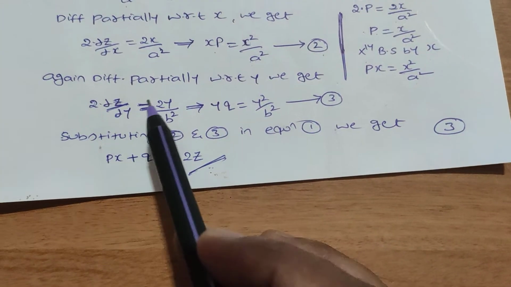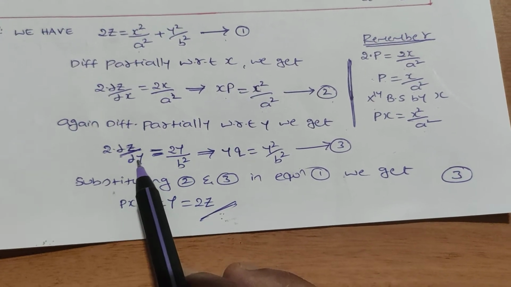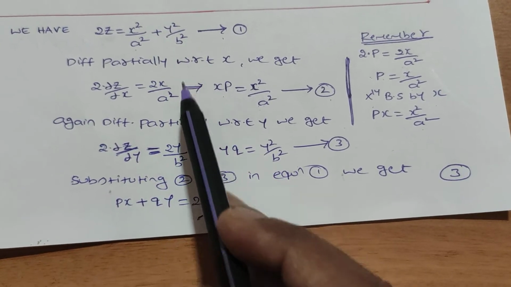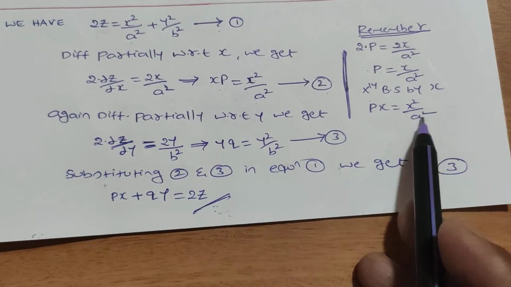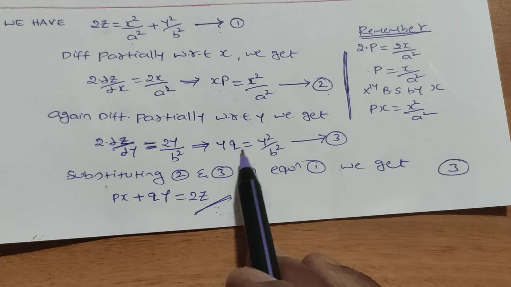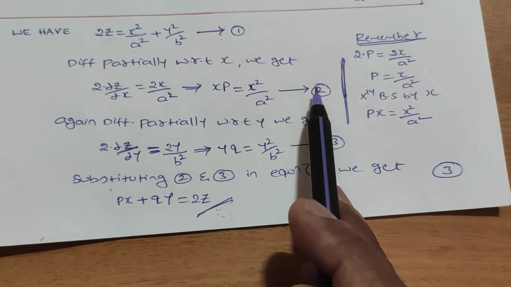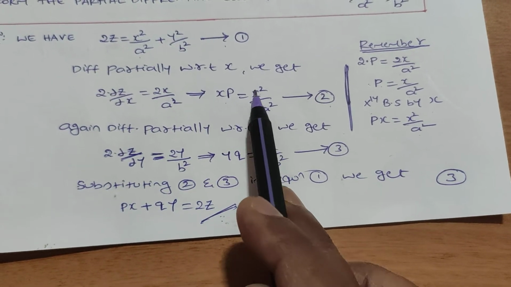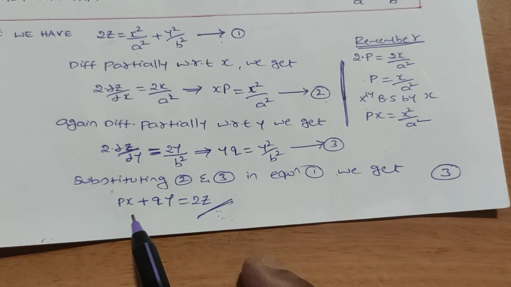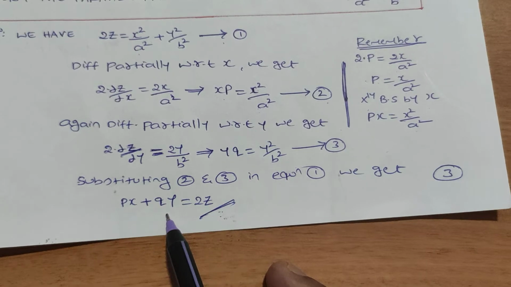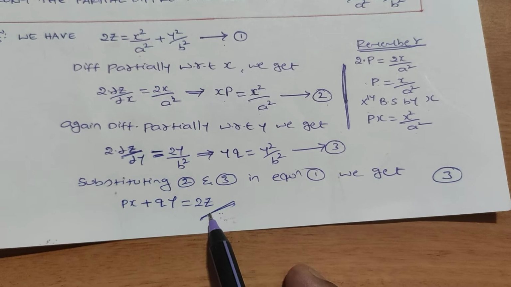Similarly, partially differentiating with respect to y, we get 2 ∂z/∂y = 2y/b². Here also we apply the same procedure, multiplying both sides by y. We observe that yq = y²/b². Substituting the values of x²/a² and y²/b² in the given equation, we observe px + qy = 2z. That is the required partial differential equation.